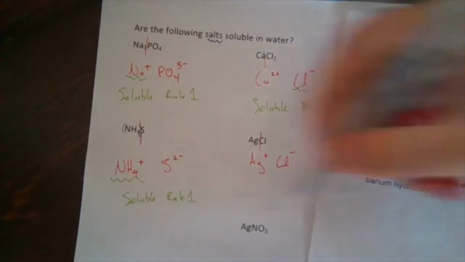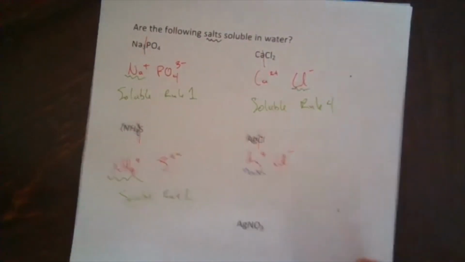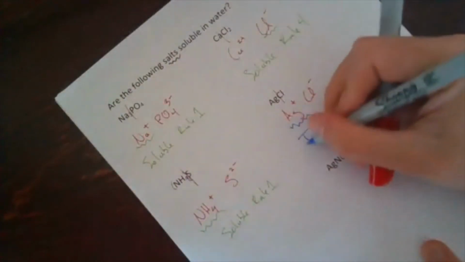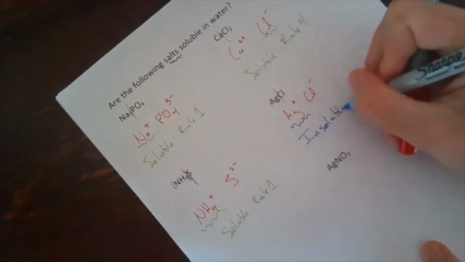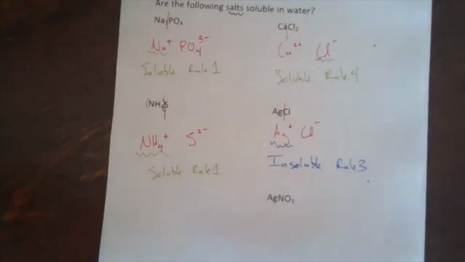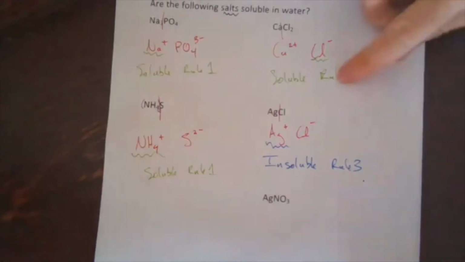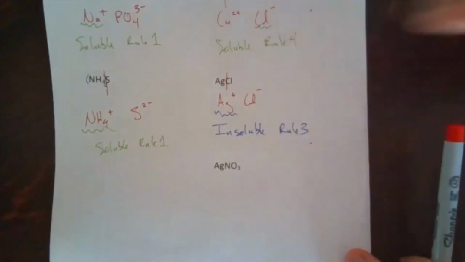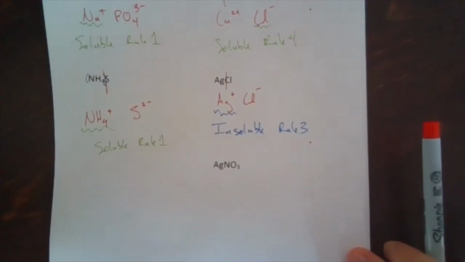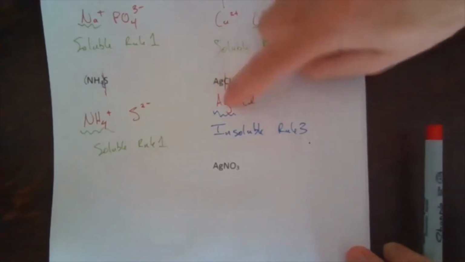Well, looky here. I got silver. Silver makes this compound insoluble by rule 3. So you can see that chloride is rule 4. Chlorides tend to want to dissolve, but silver has a stronger preference to not dissolve. So chlorides can get most cations to dissolve, but not silver.